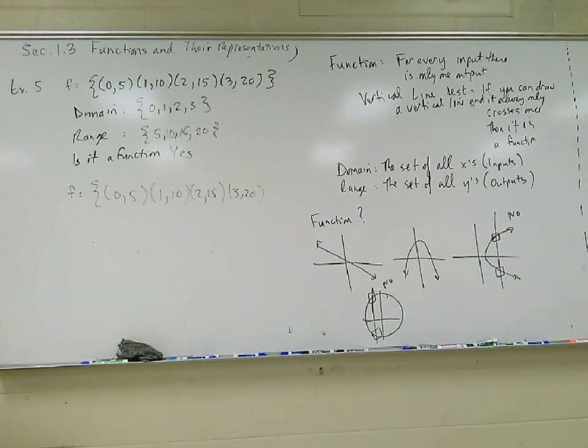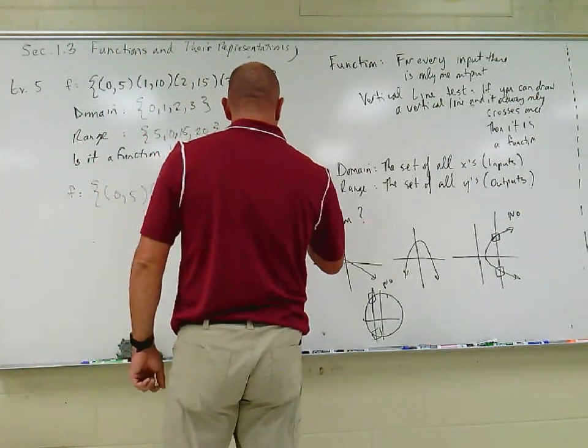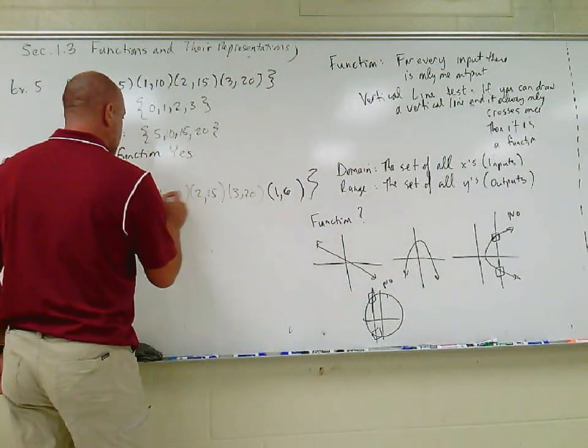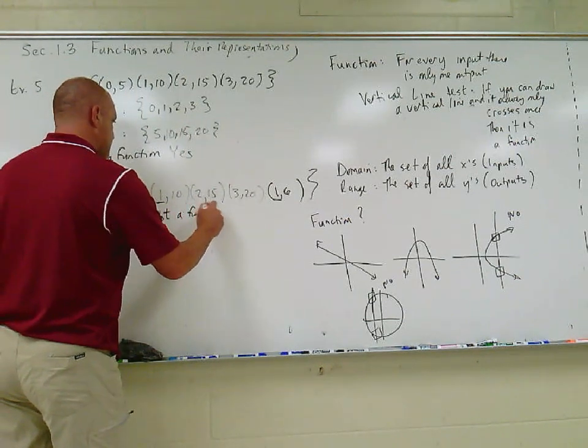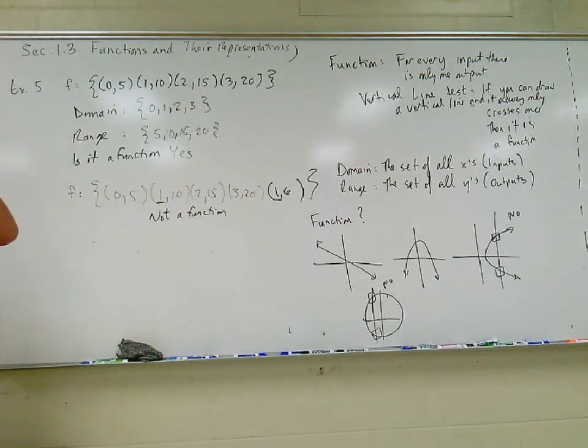Okay, if you could add a point, that would make it not a function. Could you add a point so that it's not a function? What would you do? What has to happen for it not to be a function? One x with two separate outputs. It has to have the same x. Could you make an example? 1, 6. If you have that, that would not be a function because for the same x, we have different y's. Okay, all right.